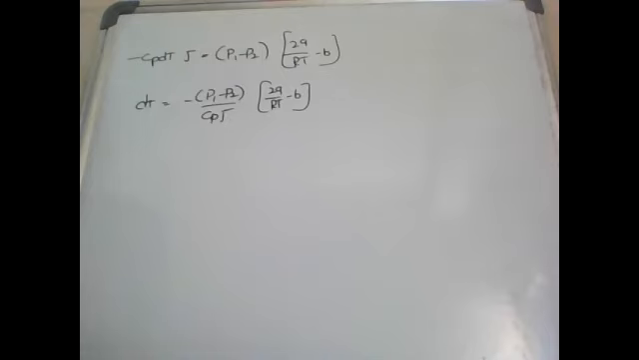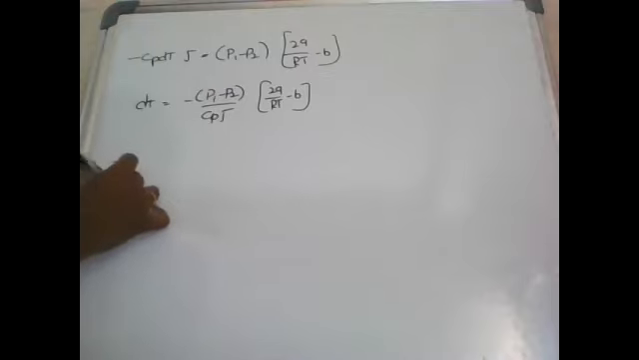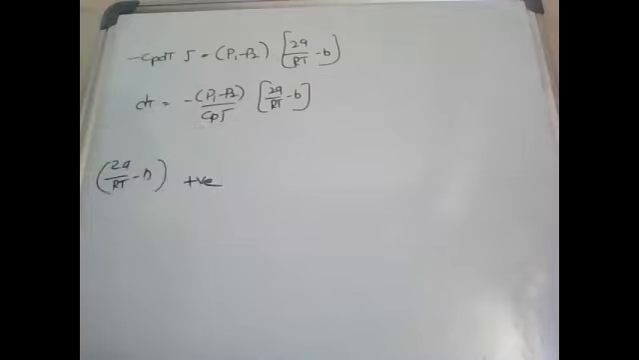So this expression shows that at temperature T, the cooling produced is directly proportional to the pressure difference P1 minus P2 across the plug. And for a given pressure difference P1 minus P2 across the plug, cooling is greater for lower initial temperature. So if 2A by RT minus B is positive, therefore, the gas will be cooled.